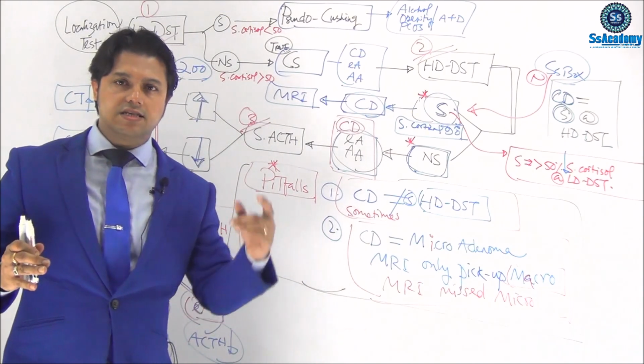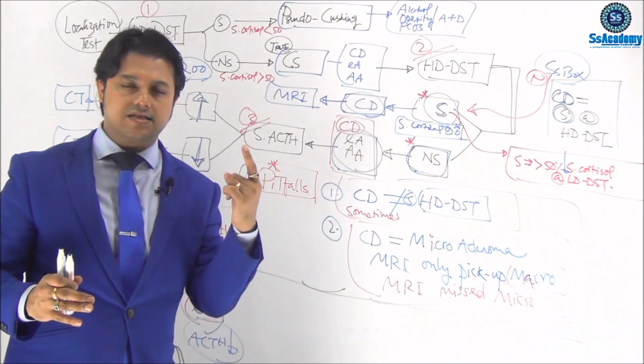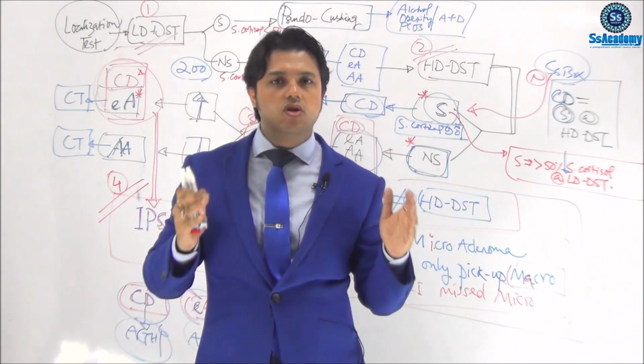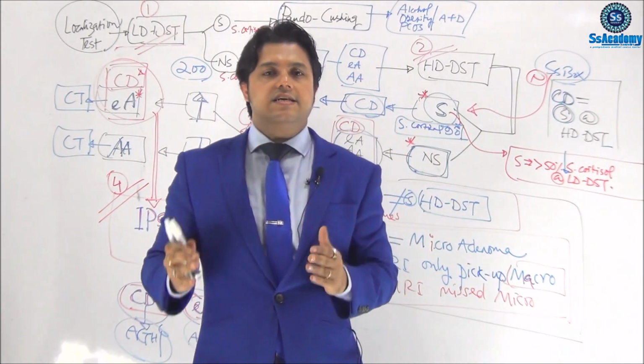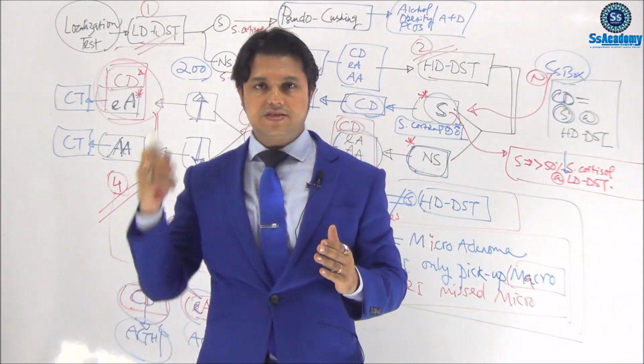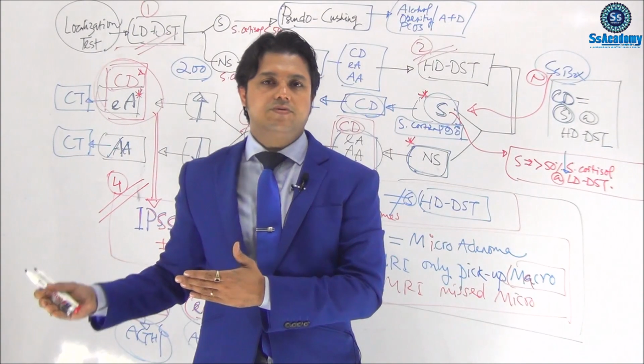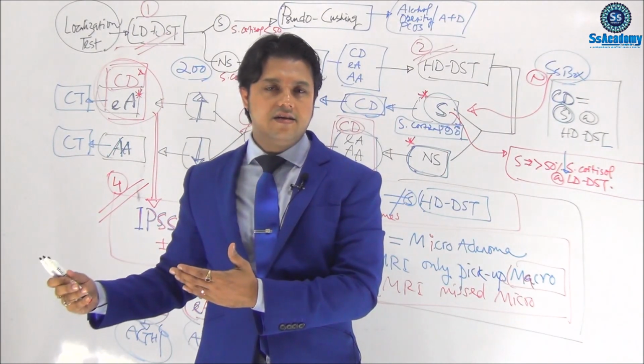I said the number one test is the LDDST. Start with the low dose DST, LDDST. Suppressed, not suppressed. Suppressed means pseudo-Cushing, not suppressed means true Cushing. True Cushing means CD, EA and AA.